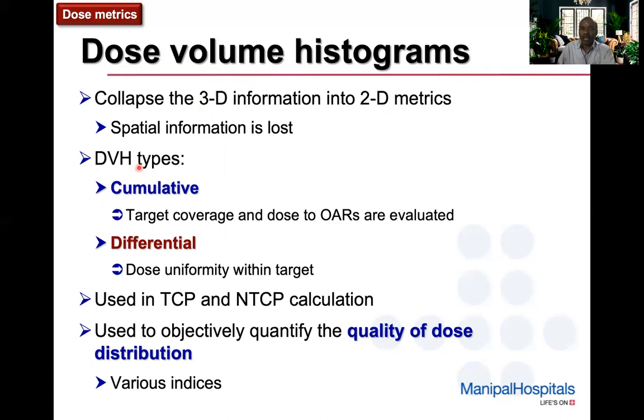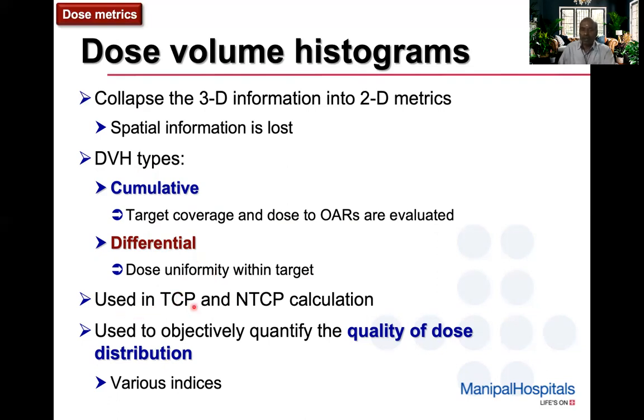There are two types of dose volume histogram, the cumulative and the differential. The cumulative one is the most often used, or always used. Using the cumulative DVH, we look at the target coverage and also the dose to the organs at risk. The differential DVH is very rarely used, and if at all it is used, it tells us about the dose uniformity within the target. That is the limited use of the differential dose volume histogram.